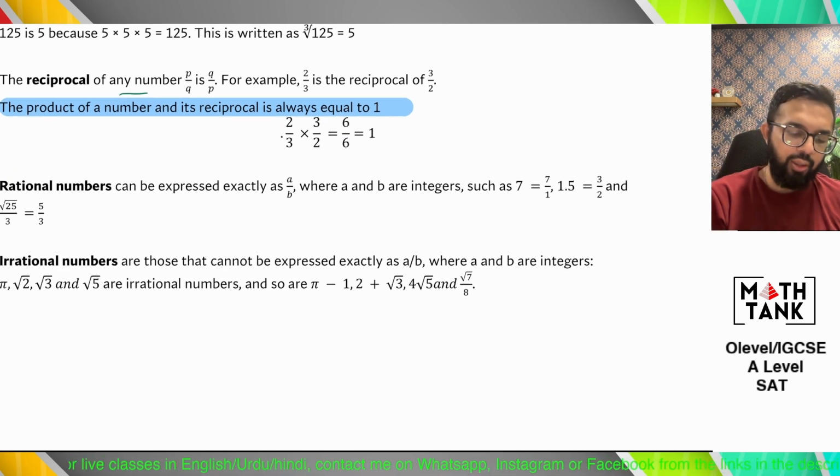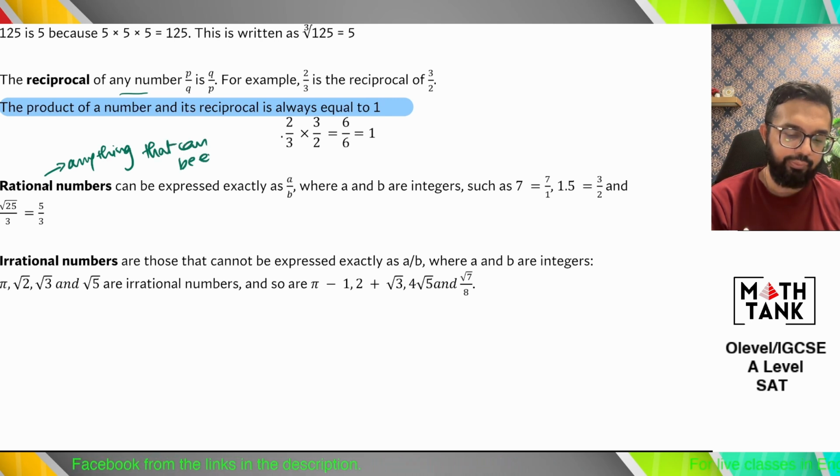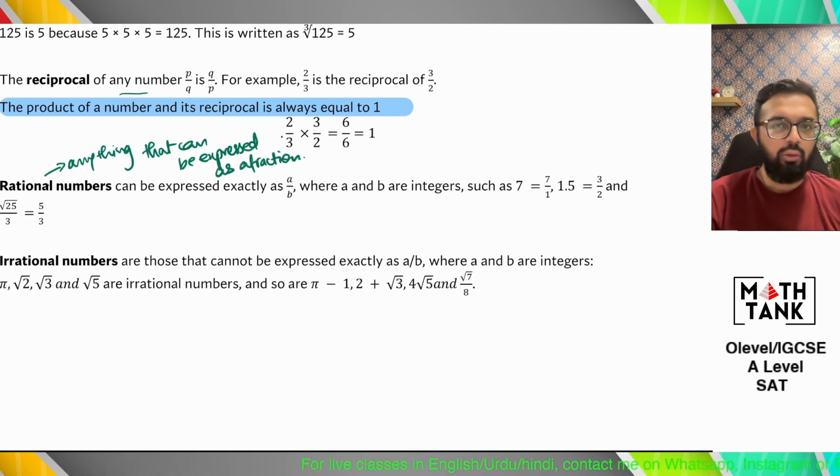Rational numbers are important categories. Anything that can be expressed as a fraction. It can be expressed as a over b, where a and b are integers, such that 7 equals 7 over 1, 1.5 equals 3 over 2, and root of 25 over 3 equals 5 over 3. All of these are expressed as fractions, therefore they are rational numbers.